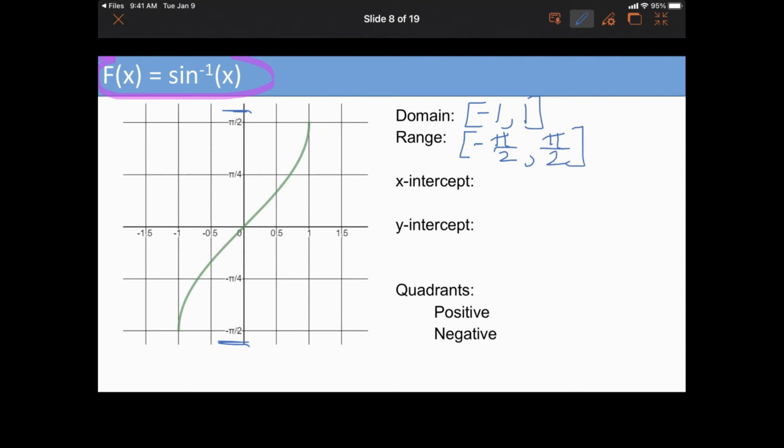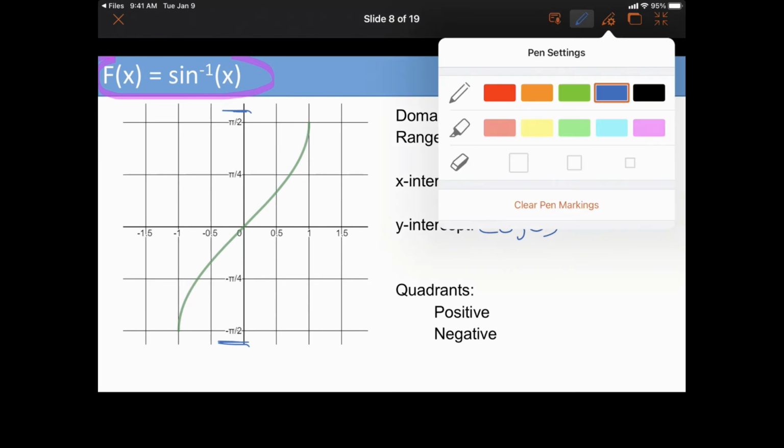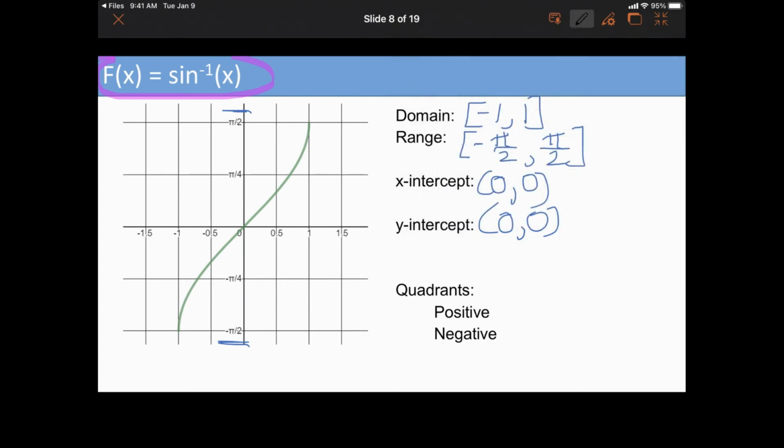Okay. The x-intercept and the y-intercept are both the same, 0, 0. Now the quadrants means this. So in your answer for when you're doing this, you're only going to have one answer. This is different than solving an equation. So because of it, we're looking at the range. One answer. You're going to have a positive area and a negative area.